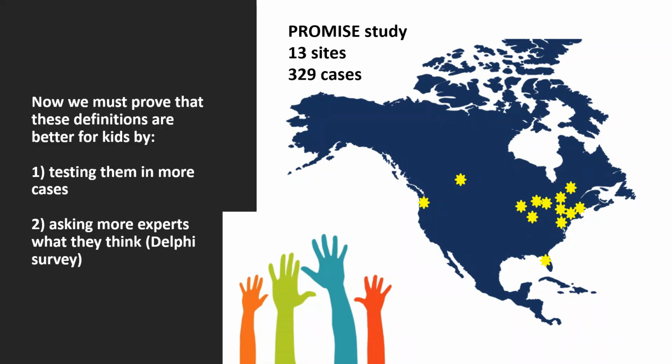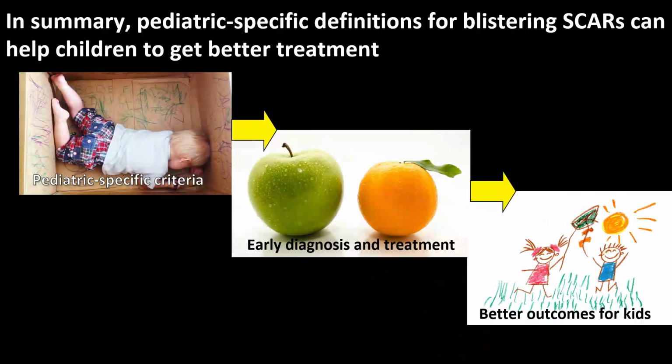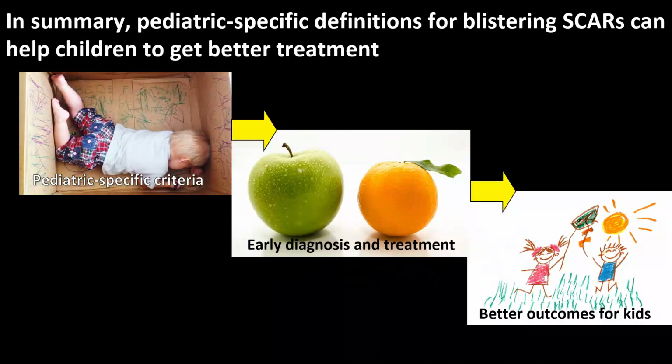And then the second step is to ask more experts, and this doesn't just refer to doctors. We also need to probably ask patients and patient advocates, groups that are interested in the spectrum of disorders, what they think about our definitions, if they think they're better, and the technique we'll use for that is a Delphi survey. After seeing my presentation today, I hope you'll agree that pediatric-specific definitions for blistering scars can help us as pediatric dermatologists to make an early diagnosis and start the right treatment quickly, ultimately leading to better outcomes for all kids.